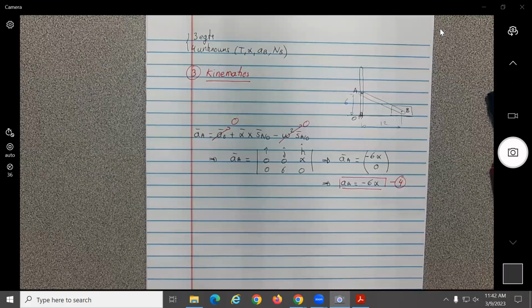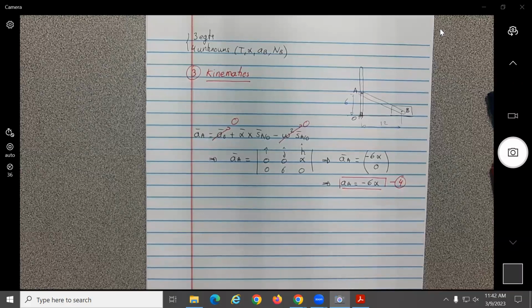I think that's all we need. Yes, what's your question? Even if it doesn't say that it starts from rest, are we able to generally assume that? For these ones, yes. Unless they say otherwise, always assume that they start from rest.